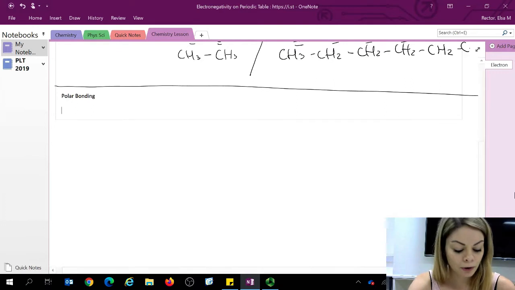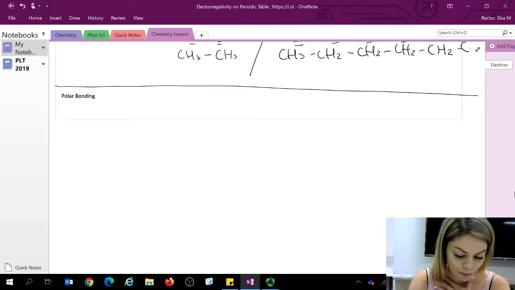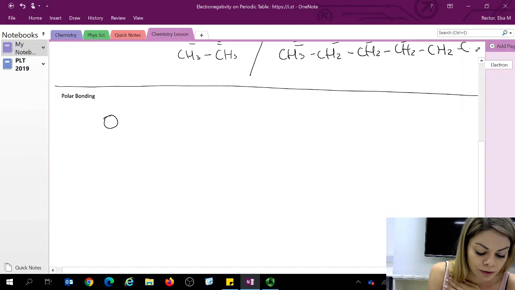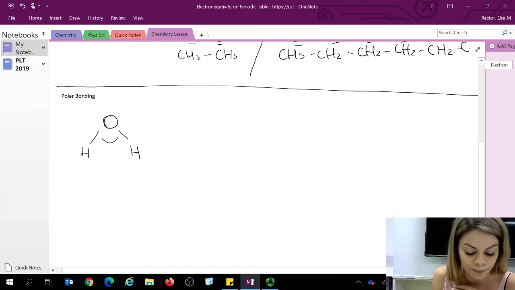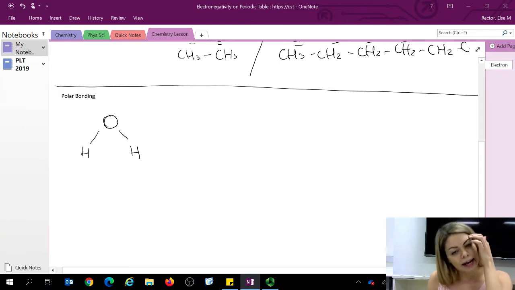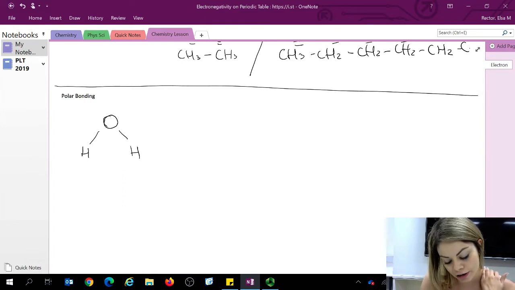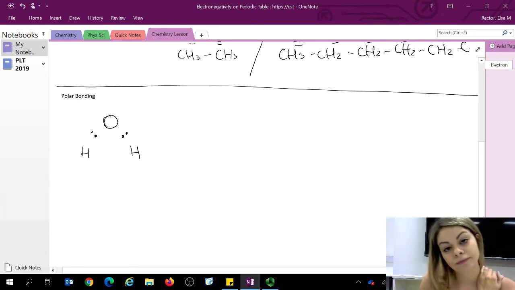Polar bonding. Okay, so polar bonding in water, what does that look like? Well, water is not symmetrical. Okay, so what does a water molecule look like? Well, we've got our oxygen in the middle. Okay, and then we've got a hydrogen here and a hydrogen here with about 60 degrees in between. Okay, and again, these lines are really the sharing of electrons. So in here we have the sharing of electrons, don't we?